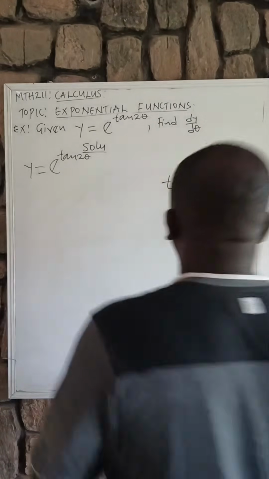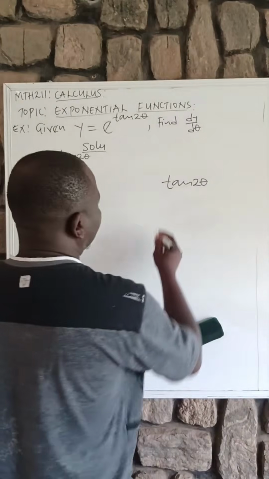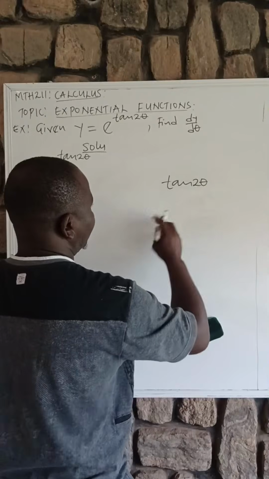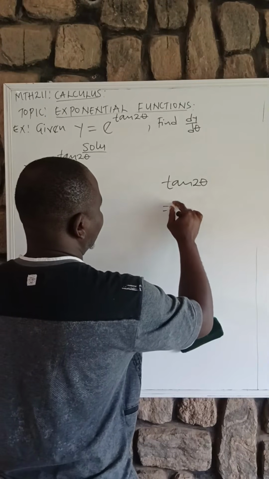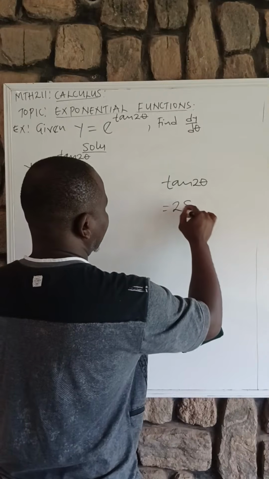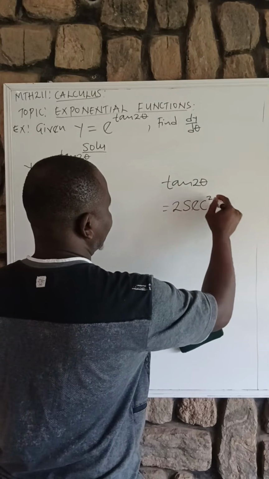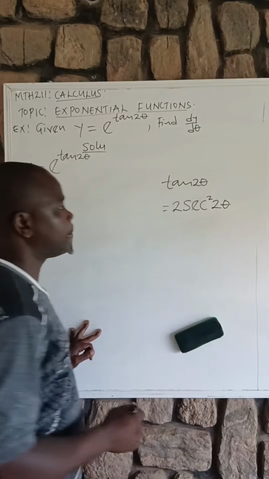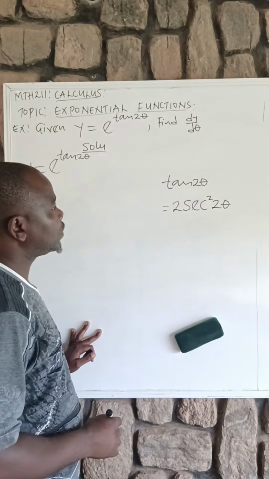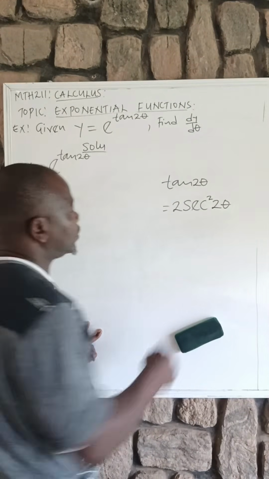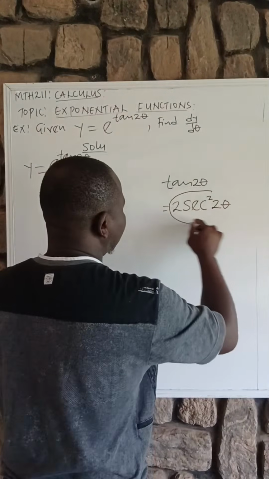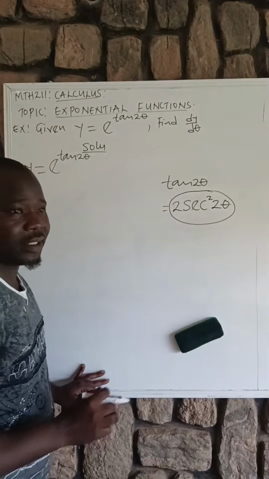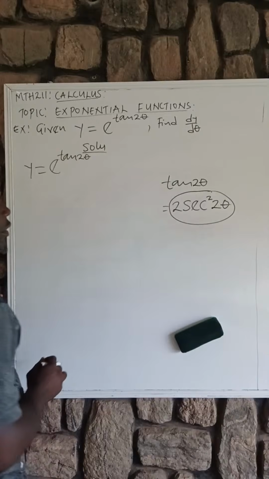We all know that whenever we differentiate tan 2 theta, we are supposed to have what? 2 sec square what? 2 theta, right? 2 of us. So this is the answer. Use this answer to multiply this function. Isn't it? It is. Right?